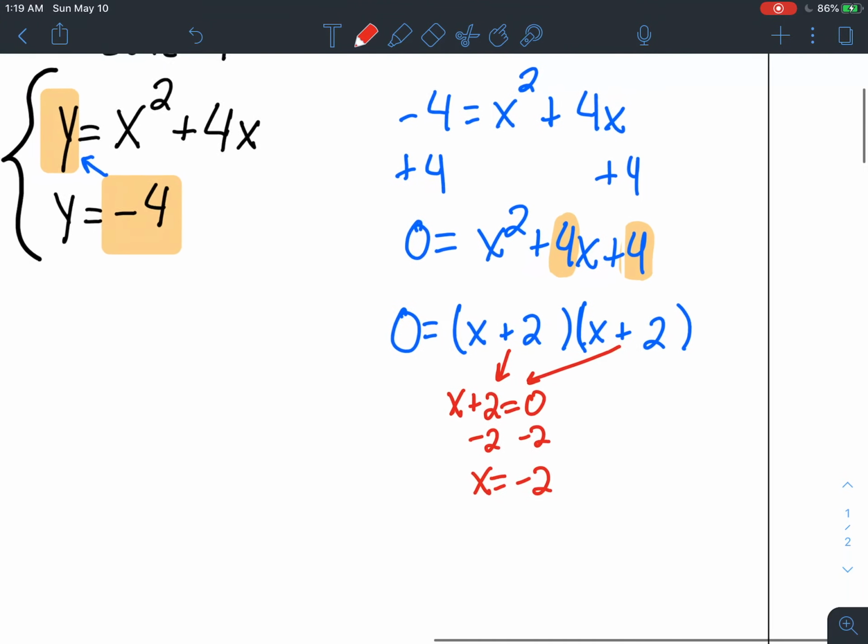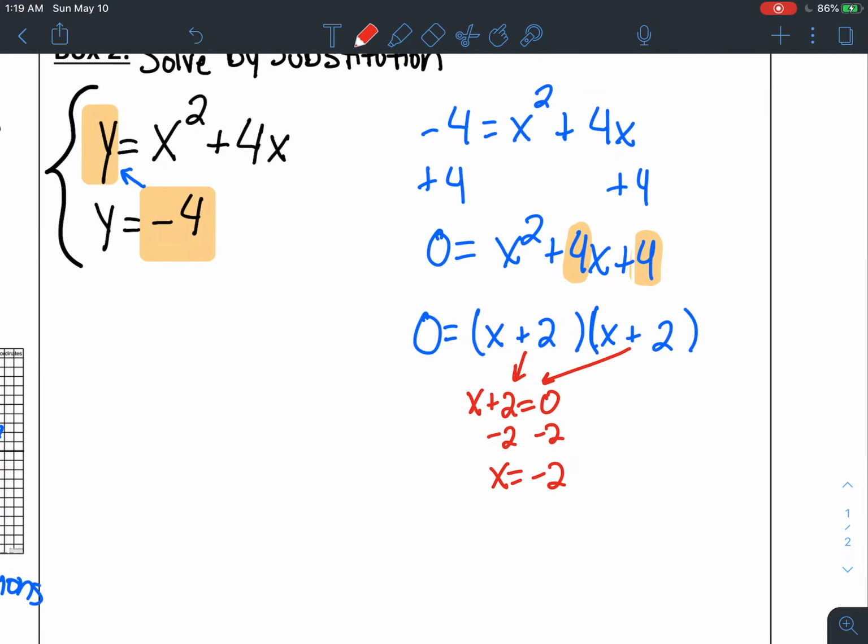Which I would get the same thing twice. We don't have to repeat a solution because it's a repeated solution. Now I have my x value. Usually I would go back to one of my two equations and plug that x value into that equation so I knew what y was.